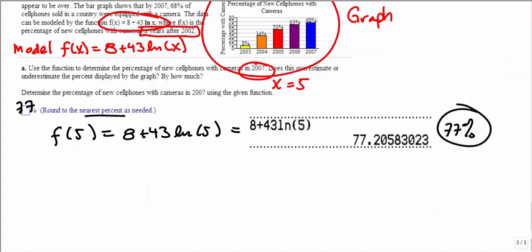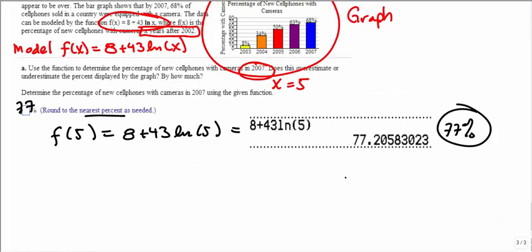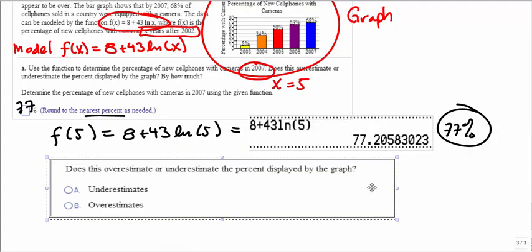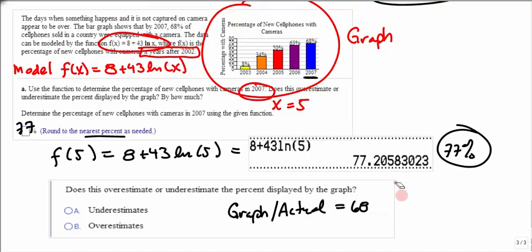So let's go ahead and pull that question in, and then we'll see how we can compare. Okay, so let's look at the model. In the year 2007, what happens here is the graph, which is the actual amount, for 2007 says 68%. So the actual amount is 68%. Now, what we're trying to decide is, is this an underestimate or overestimate?